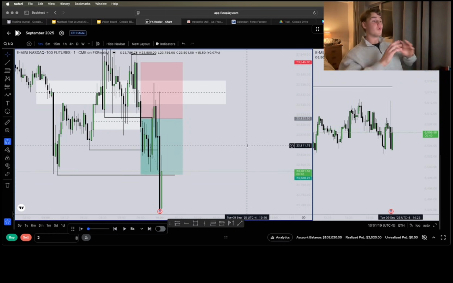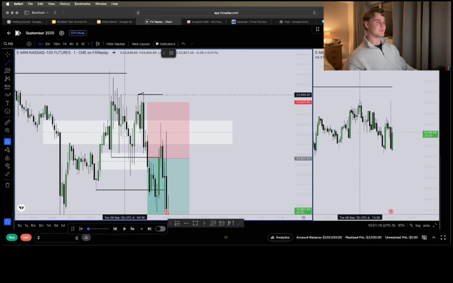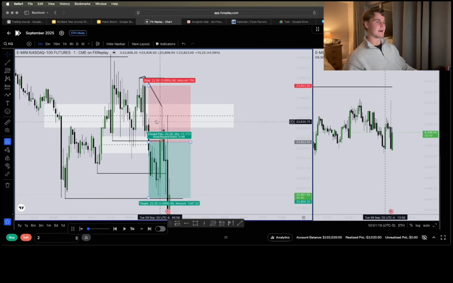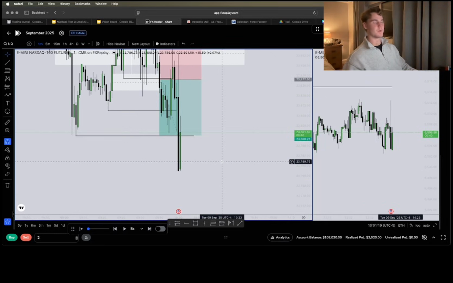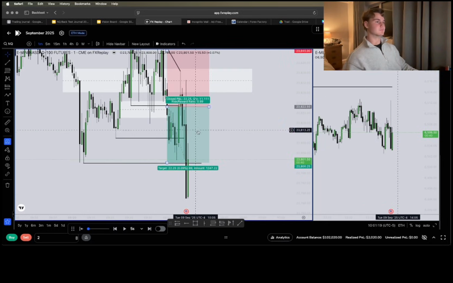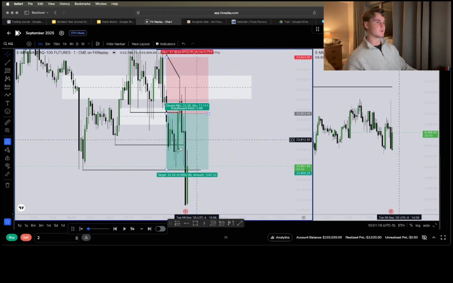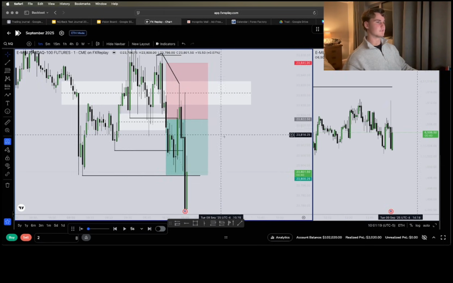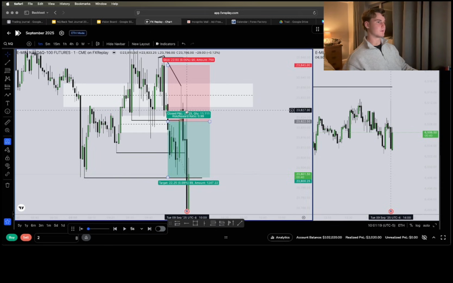Holy chop. Oh my gosh. No way. Okay. So what do we see? We do see the internal SMT there. Rebalance displacement targeting this external low. That's okay. Just unfortunate. I shouldn't have trailed so early, but is what it is. There's a crazy wick that took me out.